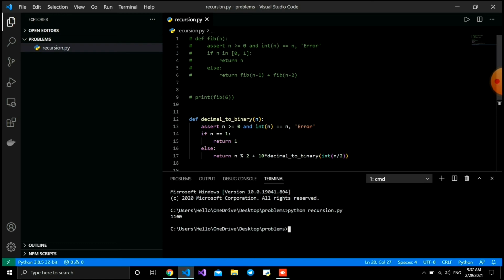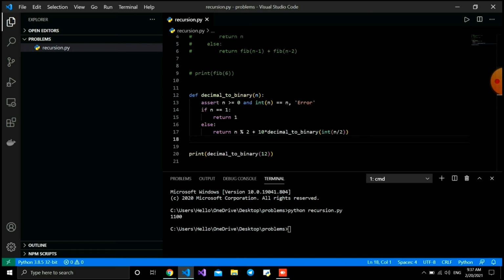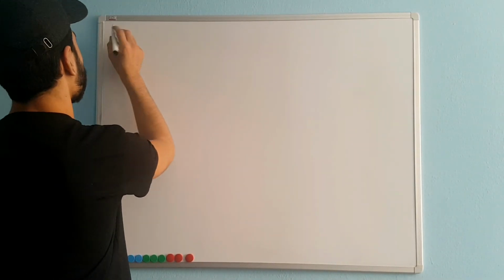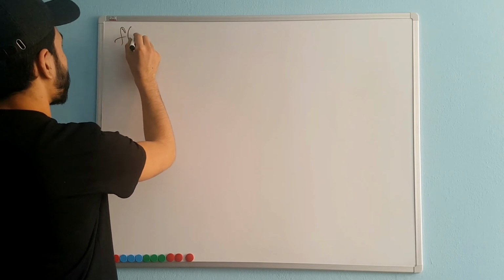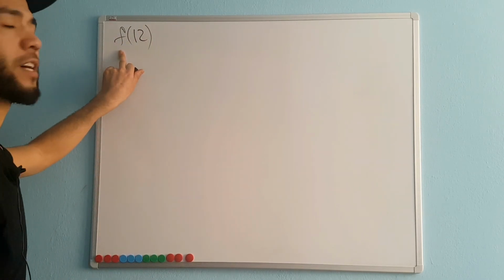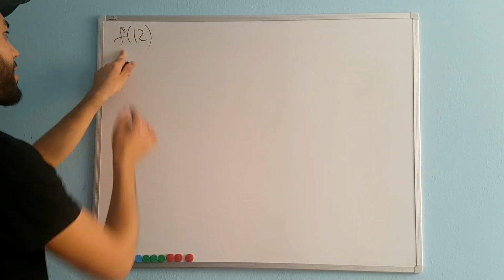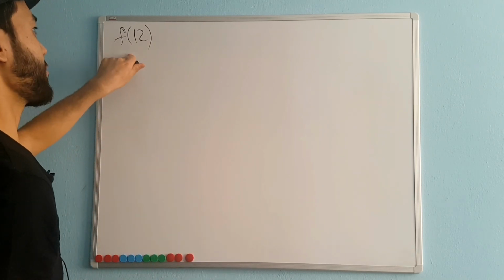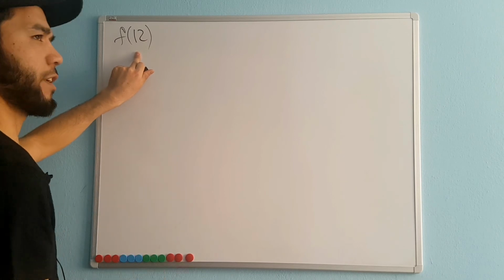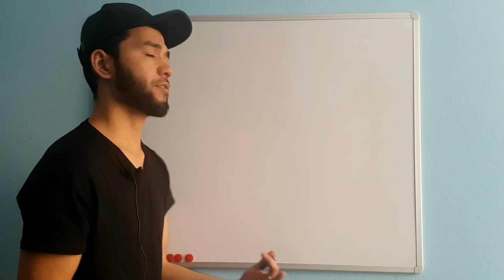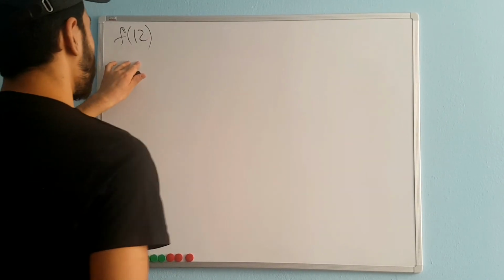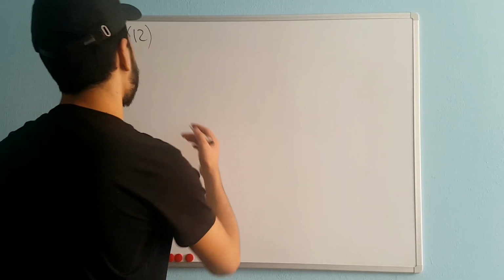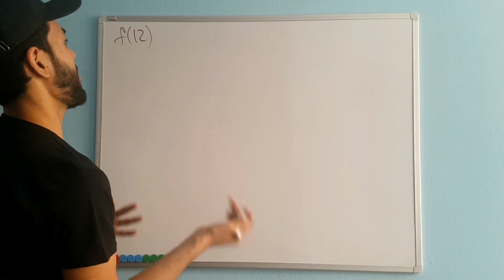Our code is working correctly, and let's see on the whiteboard how our function works behind the scenes. Let's take a function f which takes 12. That f function is our decimal_to_binary function; I'm just naming it shorter. Whenever we call our function, it first checks that the input is greater than 0 and is a positive integer. After that, it checks whether it is equal to 1. No, it is not in this case, so it goes to the else, where we wrote a formula.